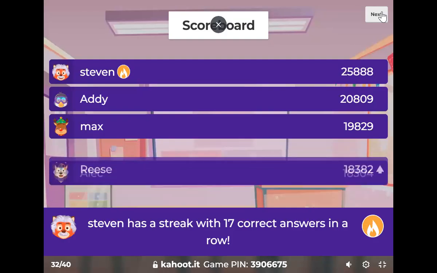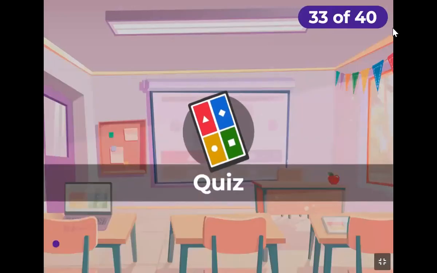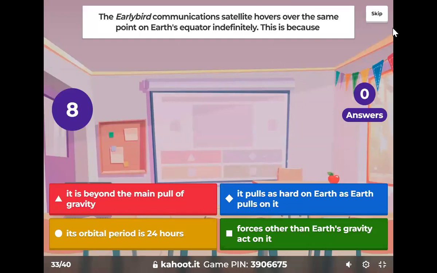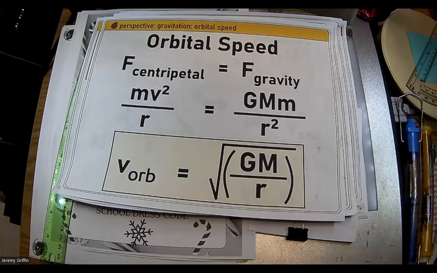Keep going. I got Alec, Reese, Max, Addie, Steven. Early Bird communication satellite hovers over the same point on Earth's equator indefinitely because... yeah, orbital period 24 hours. So think about it, orbital period 24 hours is what I'm looking at.